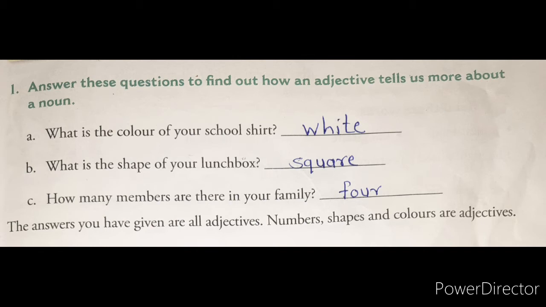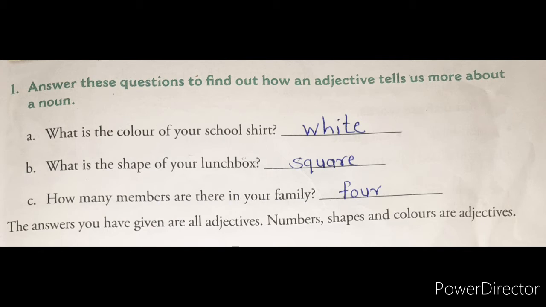See how many members are there in your family. You have to count the number of your family members and you have to write. I have given an answer, that also you can write, or you can write your own answer also. Next, the answers you have given are all adjectives. Means whatever answer, white, square, 4 it is given, that are called what? Adjectives.